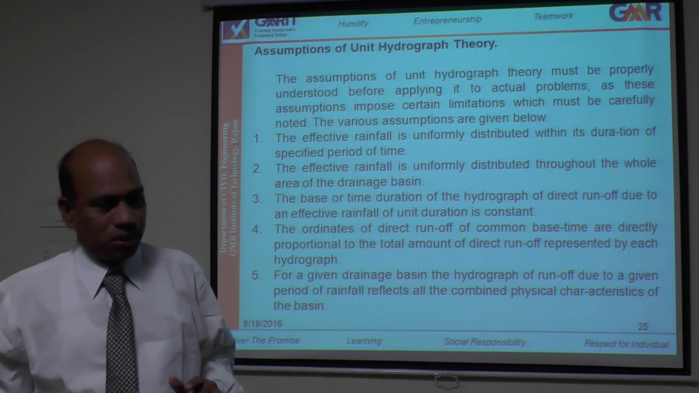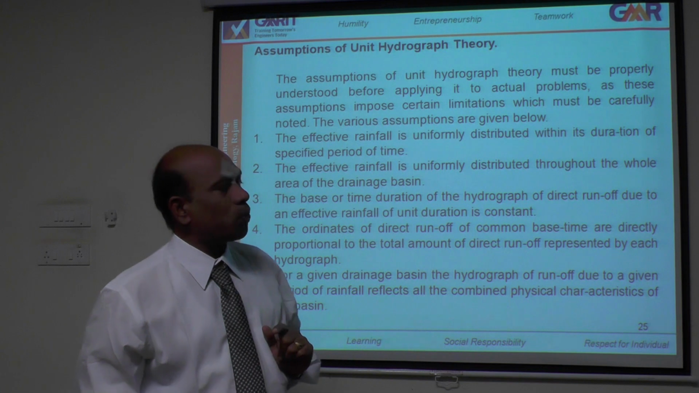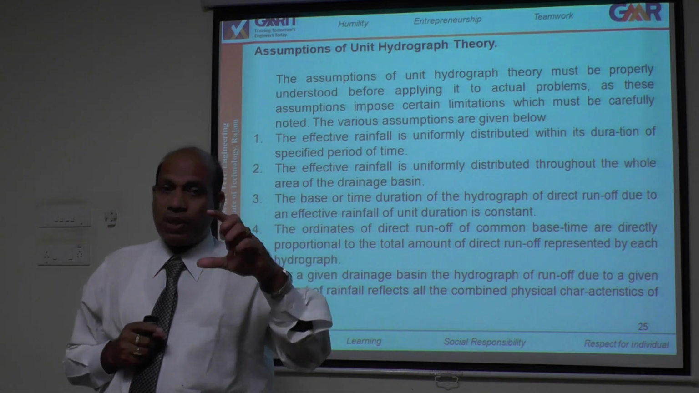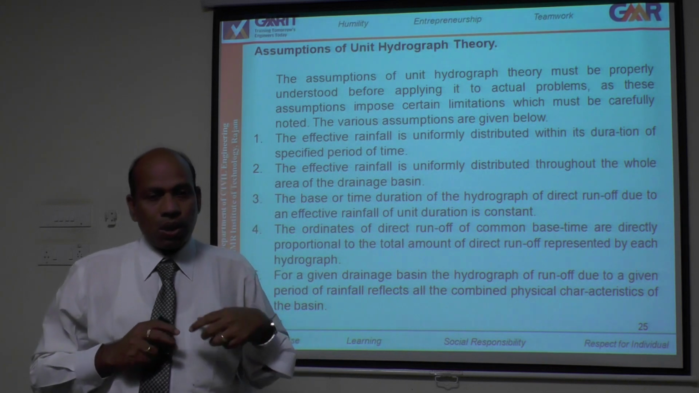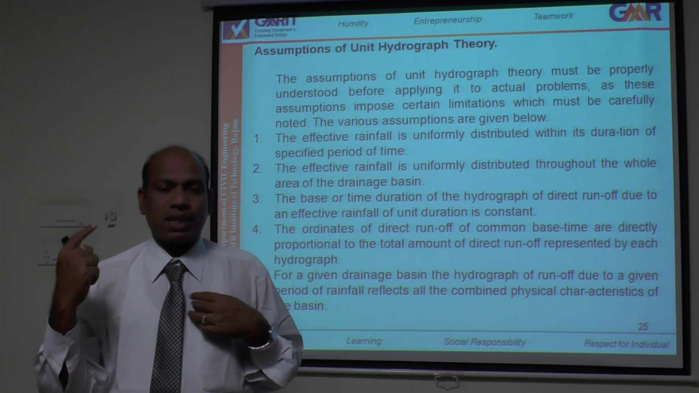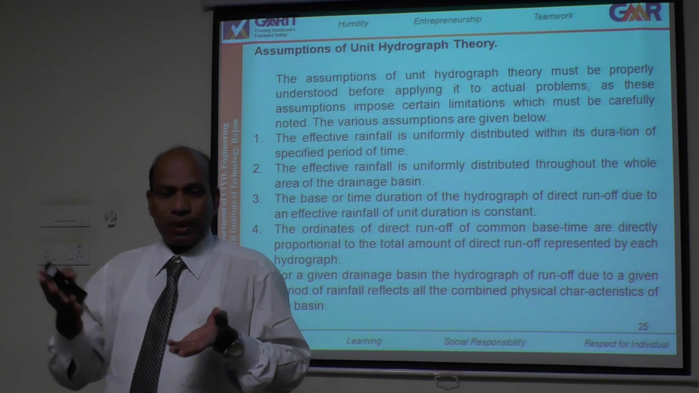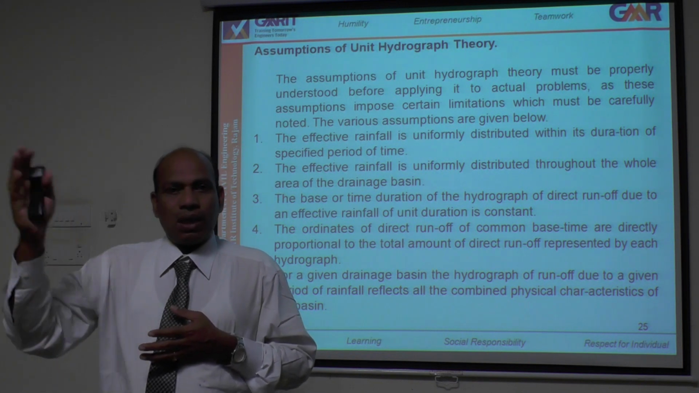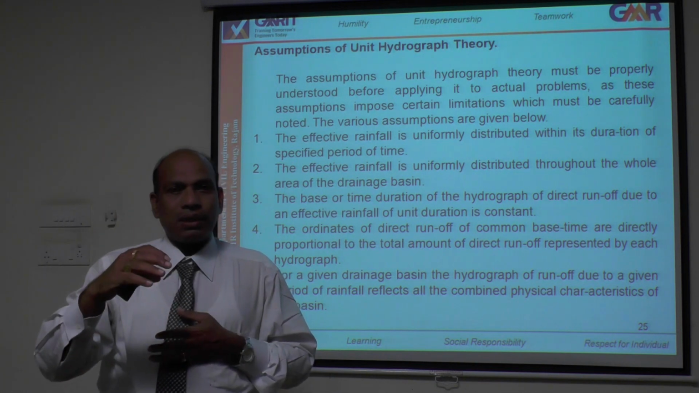This is the first assumption. Second assumption: effective rainfall is uniformly distributed throughout the entire area. In the earlier case, within a given duration the rainfall intensity is distributed uniformly. Now, for the entire area, for example the entire Srikakulam district, the rainfall should be distributed uniformly. That is also not possible. If Srikakulam has 5 centimeters of rainfall depth, nearer to Srikakulam, at Palakonda, there is no rainfall.